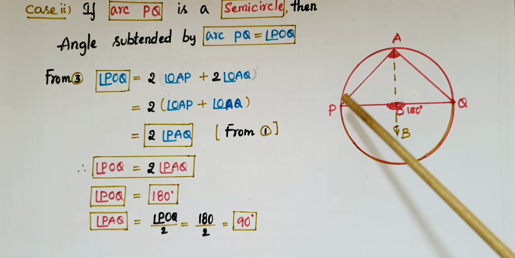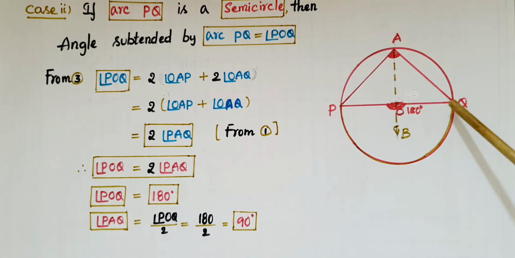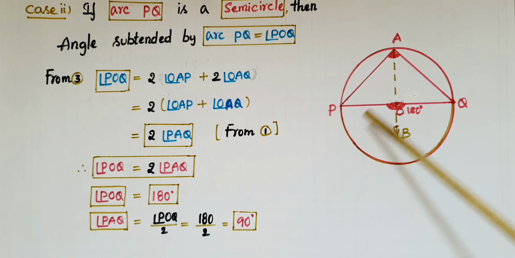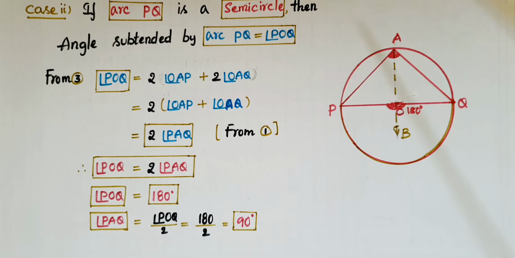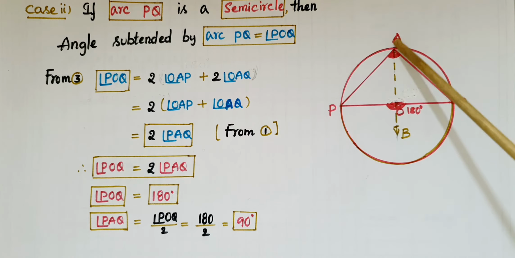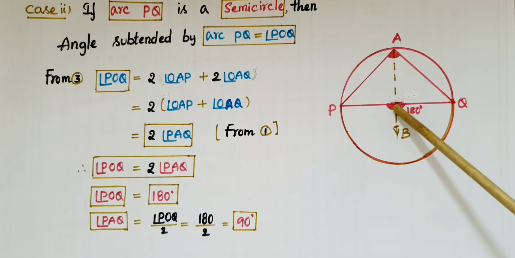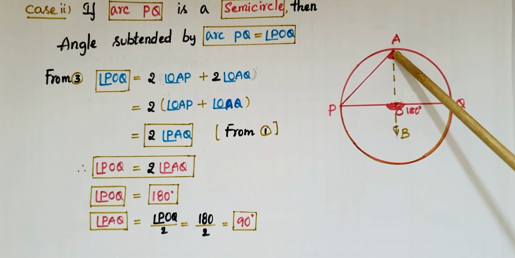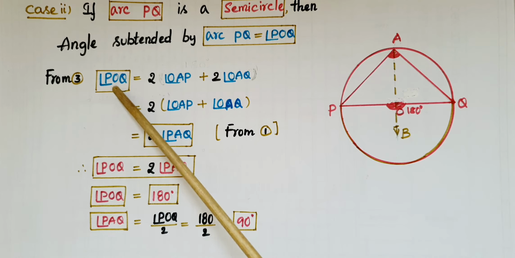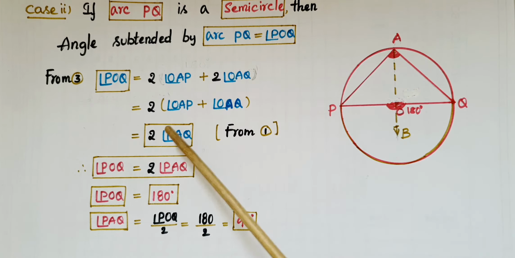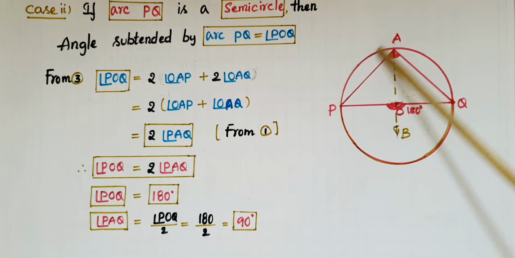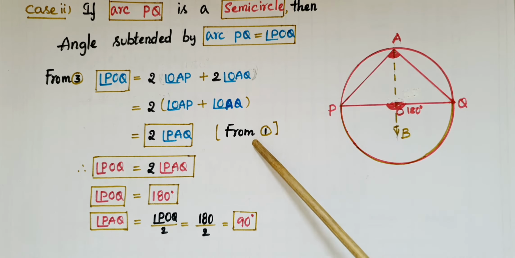In the next case, PQ is a semicircle. So the angle subtended by PQ at the center is angle POQ. This is a straight line. The angle subtended by this semicircle PQ at any point on the circle is angle PAQ. So here we have to find the relation between angle POQ and angle PAQ. From the third equation we can write angle POQ is equal to 2 times angle OAP plus angle OAQ. That is equal to 2 times angle PAQ, because the sum of angle OAP and angle OAQ is angle PAQ, from the first equation.